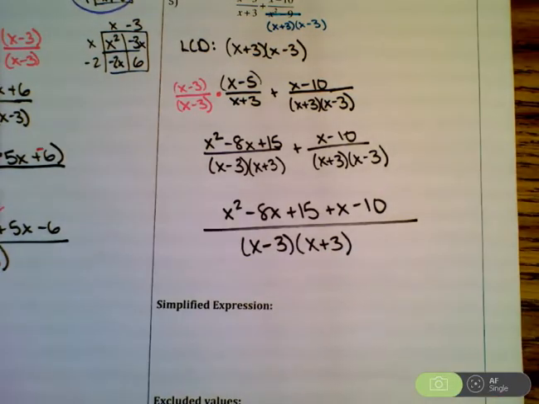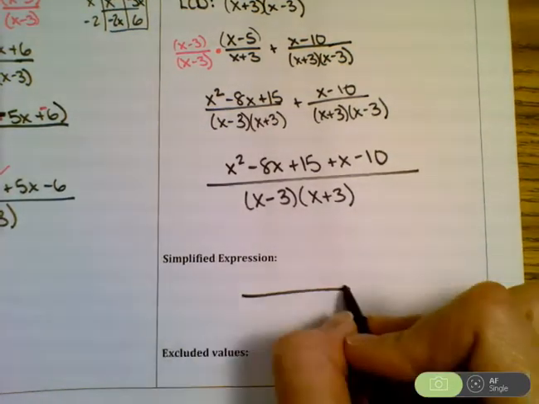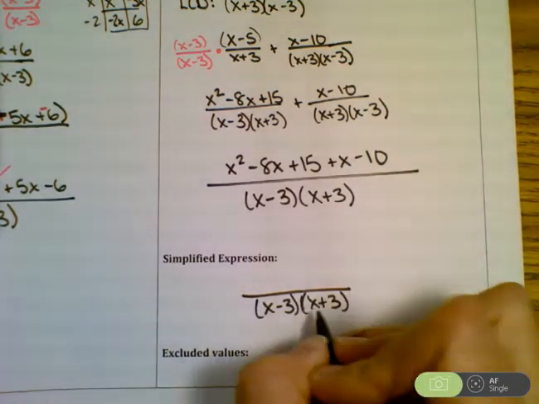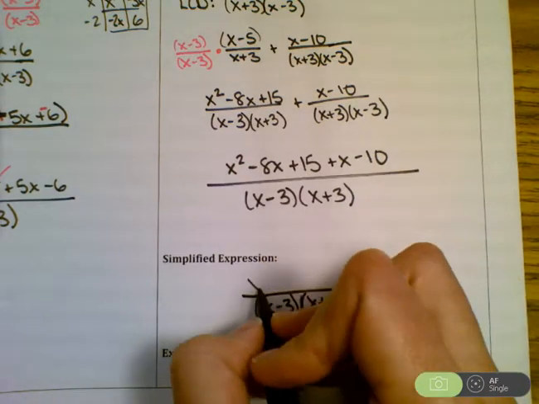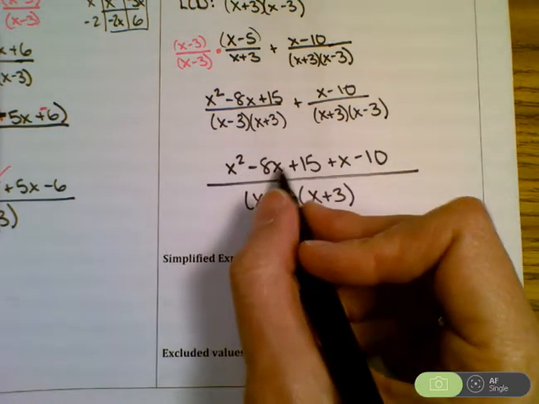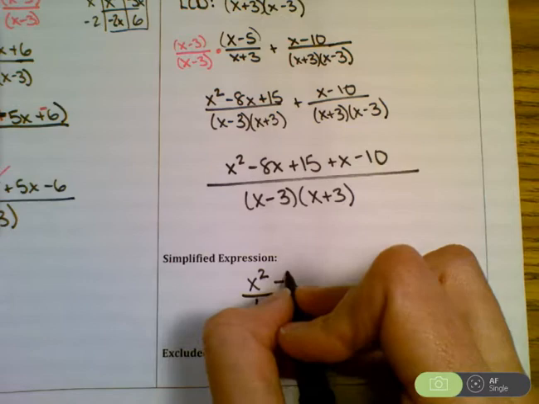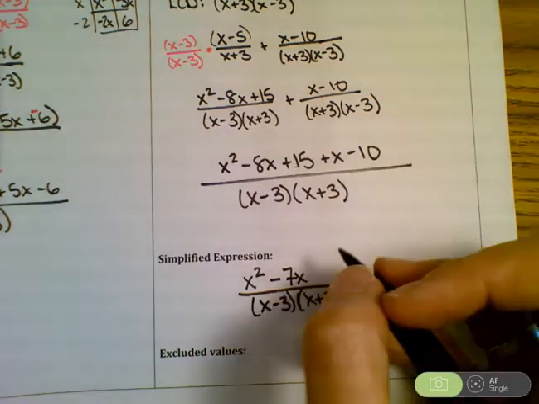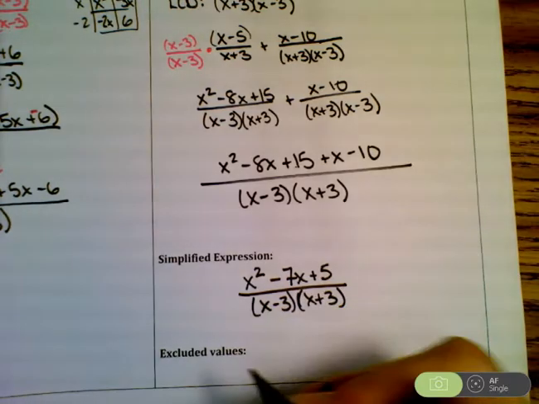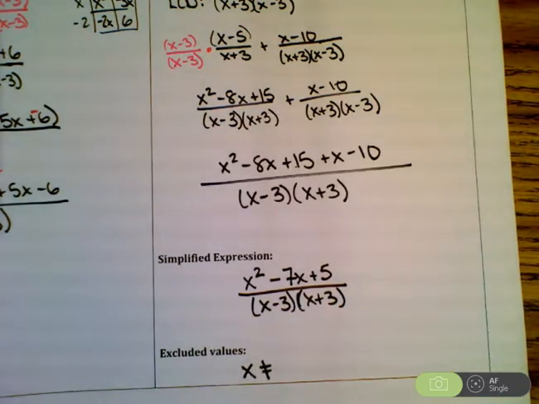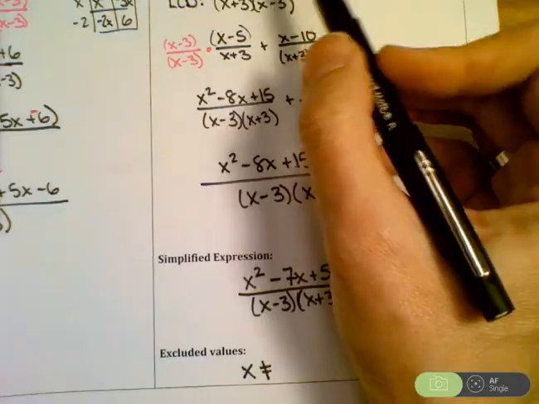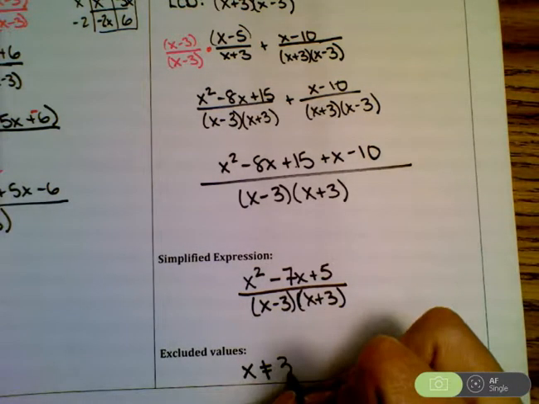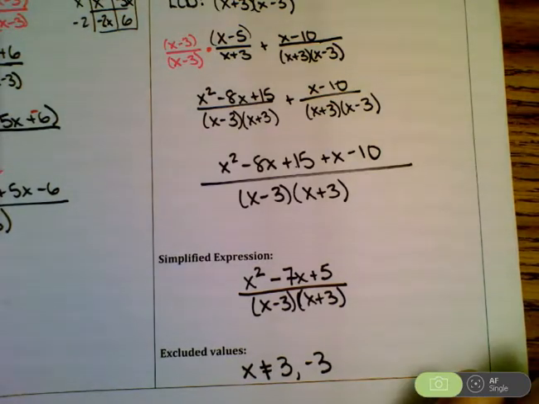So my simplified expression, remember denominator never changes, x minus 3 and x plus 3. x squared, there's no other x squareds. Negative 8x plus x is negative 7x, and 15 and negative 10 is plus 5. That's my answer. That's the sum of my original two rational expressions. And my excluded values are 3 and negative 3.